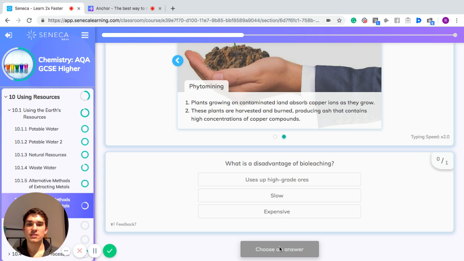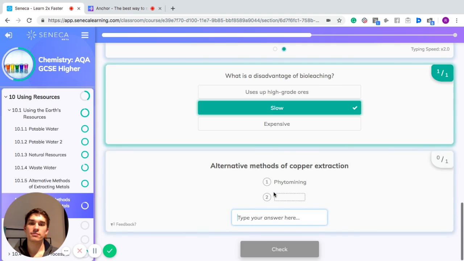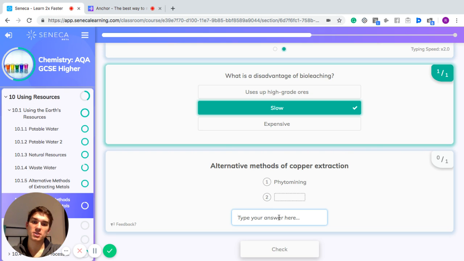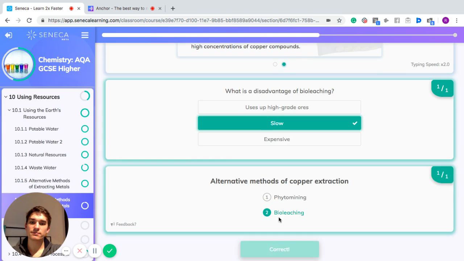Now, one disadvantage of bioleaching, if you remember, is that it's very slow. And the two alternative methods of copper extraction, because we've obviously got copper-rich ores which we can get it from, but first of all, phytomining, secondly, bioleaching.